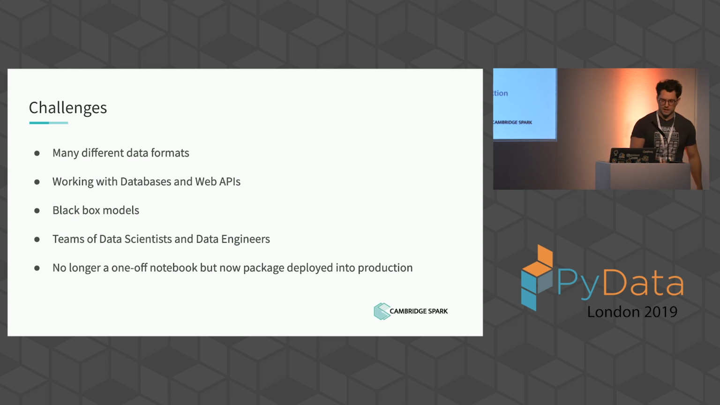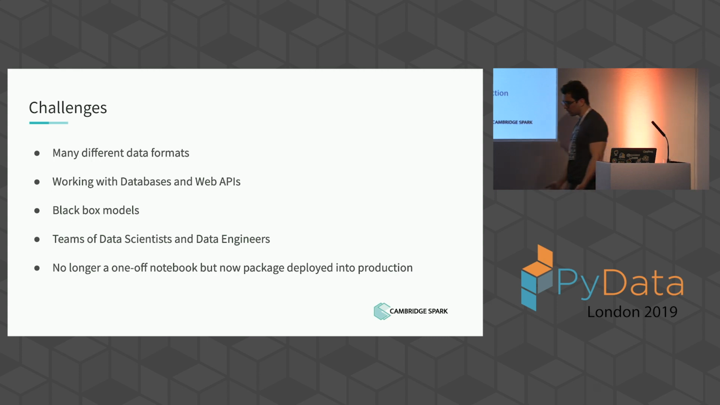We're dealing more and more with black box models, so typically something like a neural net. It looks like it's performing well, it's got lots of parameters, but I have no idea of its internal implementation.